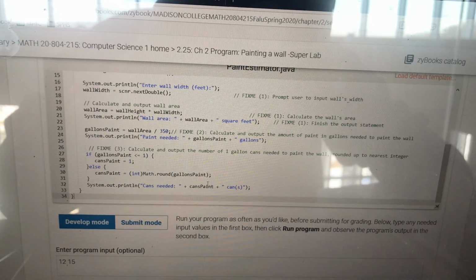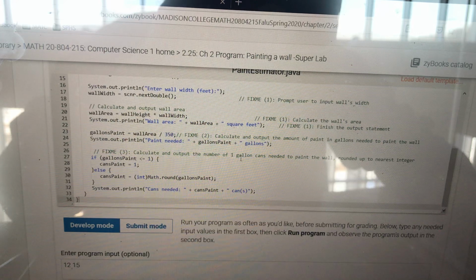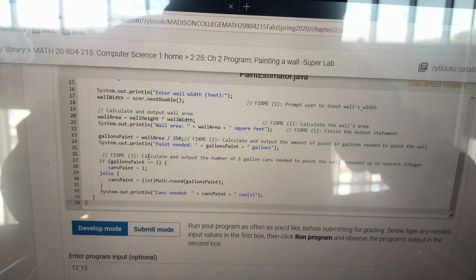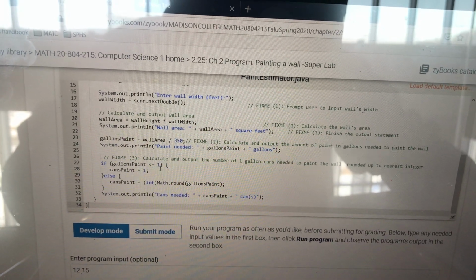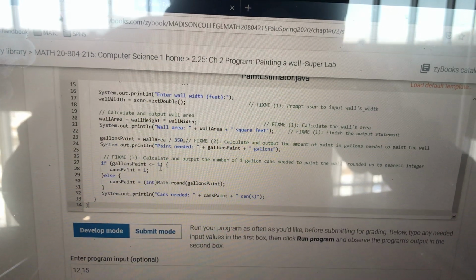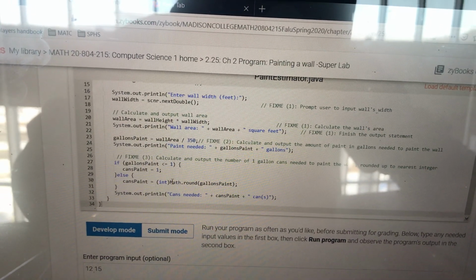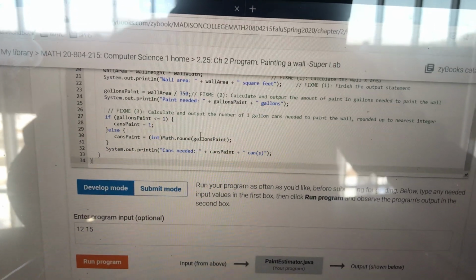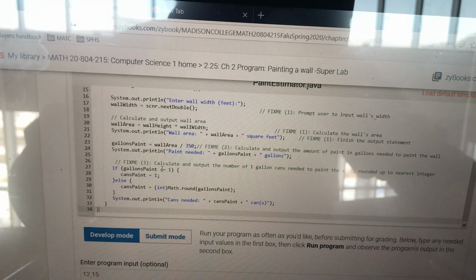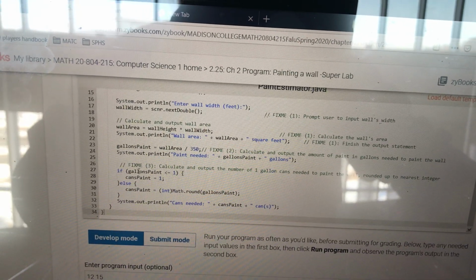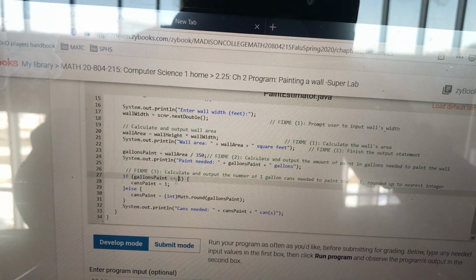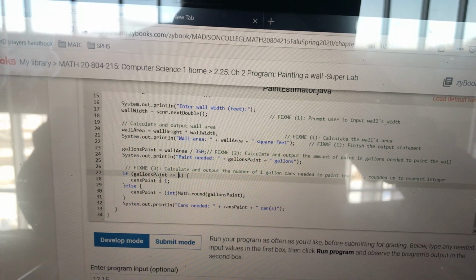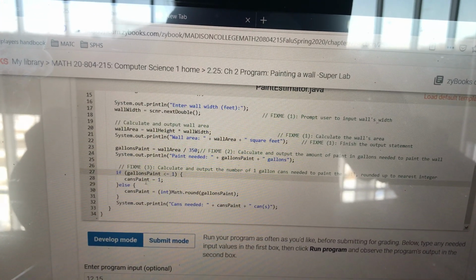And then the tricky part was to figure out how to print the proper amount of paint cans, because if the gallons of paint that you needed was under 1, when you would divide gallons of paint by 1, or if you were to round to an integer, it would just round down to 0. So I had it check if the amount of gallons of paint was under 1, because you're still going to need 1 gallon of paint if you're painting anything, no matter what.